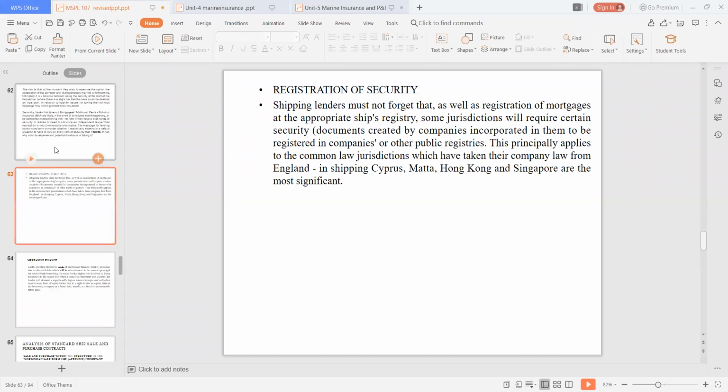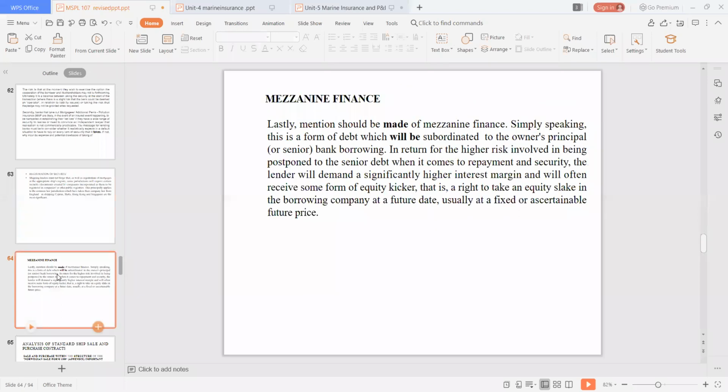Already I told you about equity, we discussed that, right? Equity, they have their own funds and everything. So that's also a possibility there. Then again, mezzanine finance. Lastly, mention should be made of mezzanine finance. Simply speaking, this is a form of debt which is subordinated to the owner's principal or senior bank borrowing, in return for the higher risk involved in being postponed to the senior debt when it comes to repayment and security. The lender will demand a significantly higher interest margin and will often receive an equity kicker, that is, a right to take an equity stake in the borrowing company at a future date, usually at a fixed or ascertainable future price.